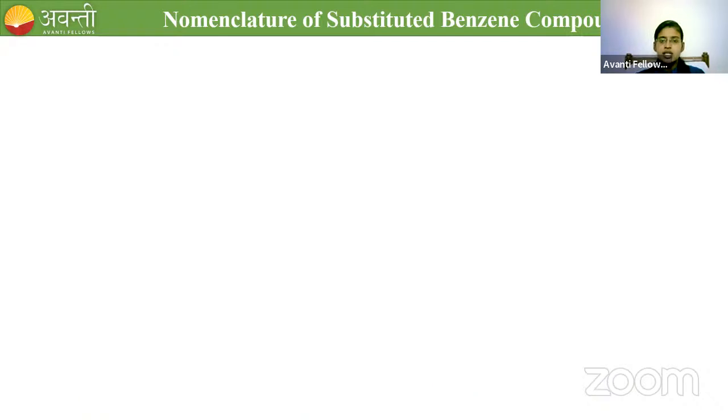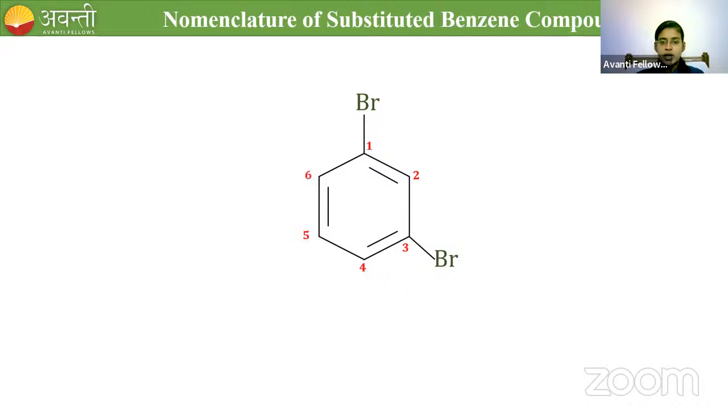Let me go for the di-substituted compound. So far, we had only one substituent, right? So now let me go for the di-substituted compound. Here in this benzene ring, I have 2 substituents, the 2 bromo. So let me number like this in a clockwise manner.